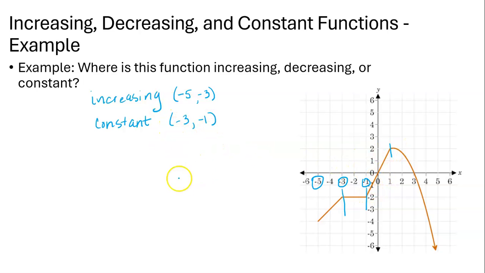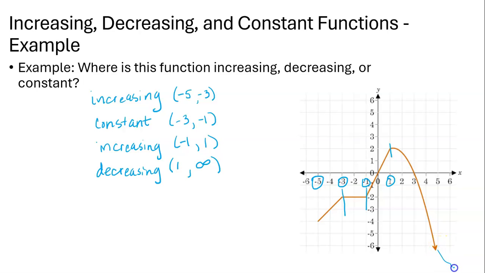It's increasing again from -1 to 1. And then it's decreasing from 1 to infinity, because this goes on forever in this direction.